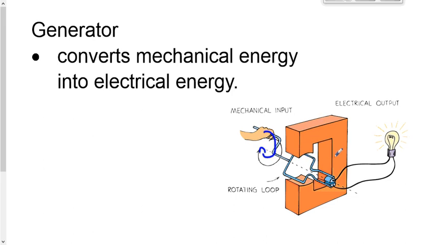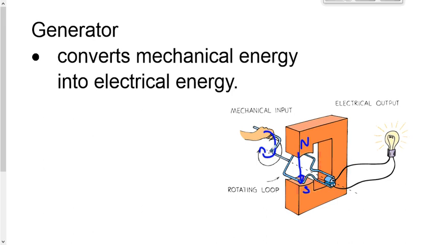So here you have this U-shaped magnet. Let's just say that this is the north and this is the south end of the magnet. And so you have a magnetic field that extends from the north to the south end. So there's a magnetic field going from top to bottom in our view, and this loop of wire is rotating within that magnetic field.